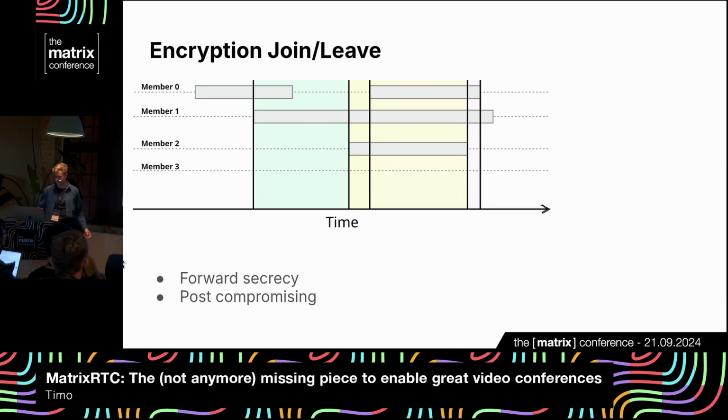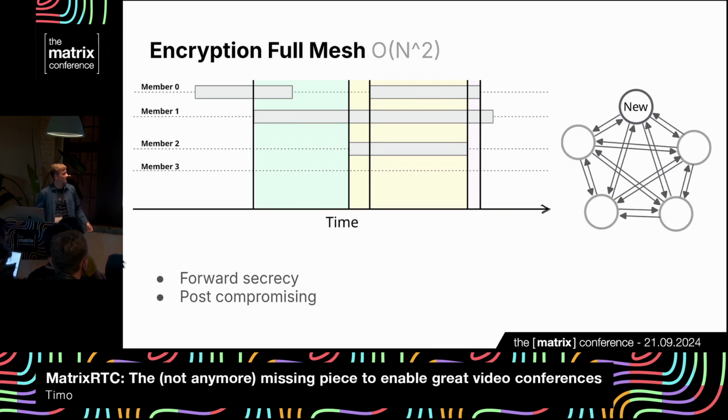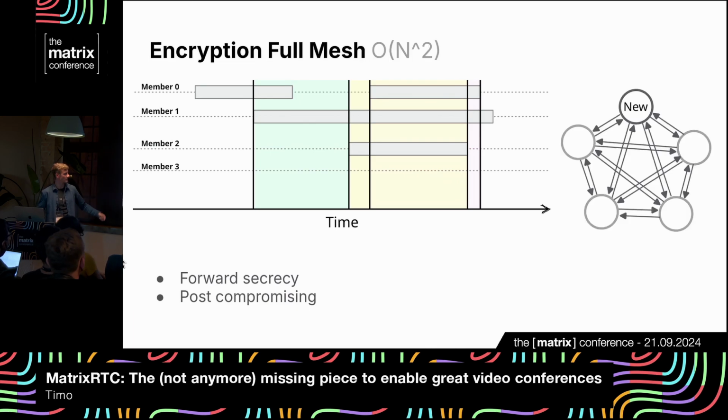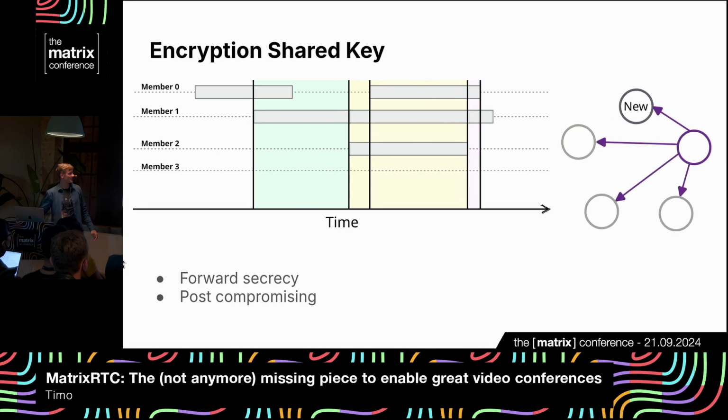And yeah, also, nobody can read the history and nobody can read what the others are talking about, even though they already left. So that's those two terms. And the simplest approach, of course, is just doing a full mesh key exchange. So for each line, we just send keys to everyone. That works. It's quite expensive, but it's still an option.